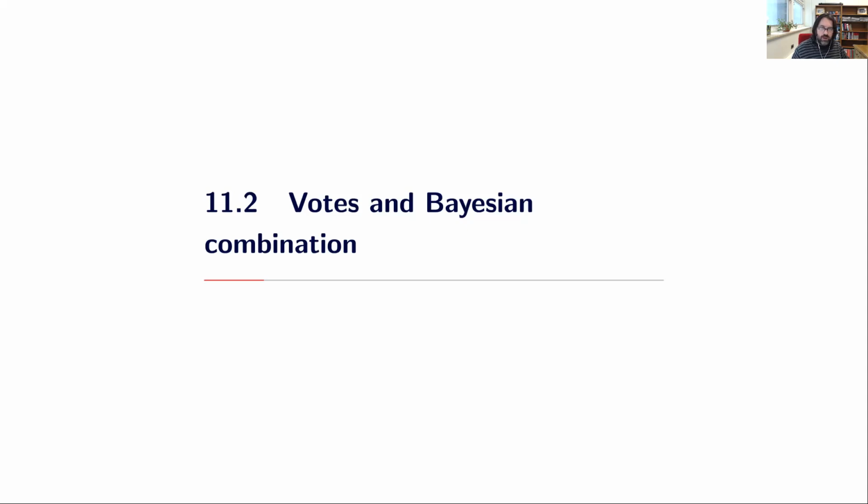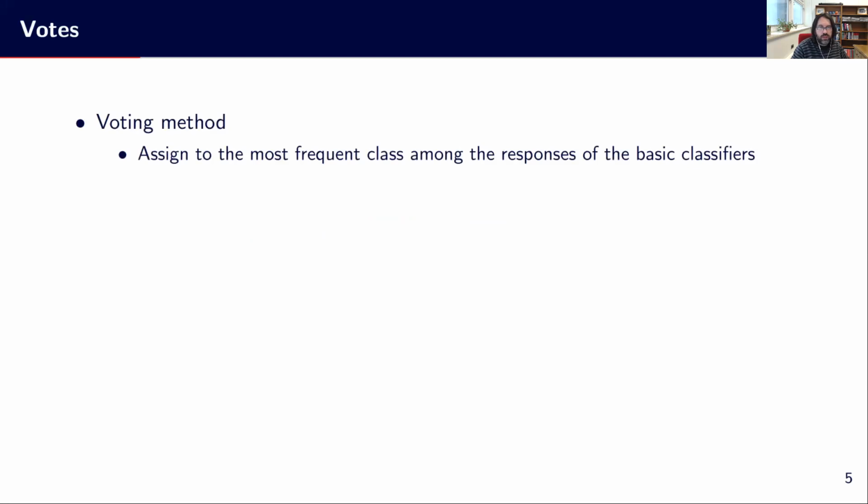So let's now talk about votes and Bayesian combination. The point with voting here is to simply assign, if we are talking about classification, we have basic classifiers, we will assign a sample to the most frequent class among the basic classifiers.